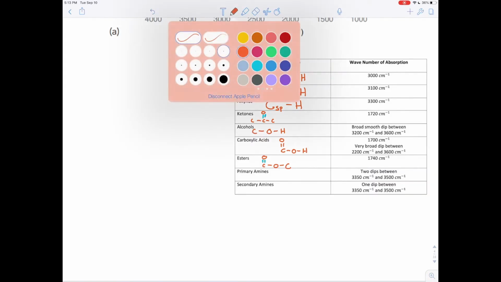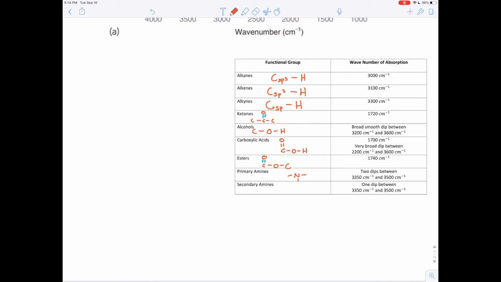Now, a primary amine. An amine is a molecule that has a nitrogen with all single bonds around it. A primary amine, primary is referring to the one carbon that it's bonded to. The other two bonds of the nitrogen are two hydrogens. And because of these two hydrogens that can move together in different ways, you get two dips. So two tiny little points. You'll have like a dip, but that dip will have two little points at the end. And that whole structure will exist between 3350 and 3500 wave numbers.